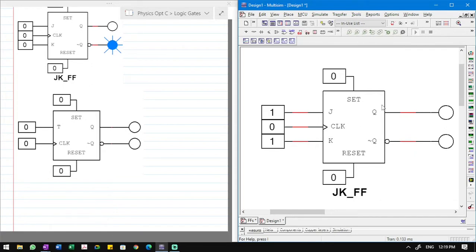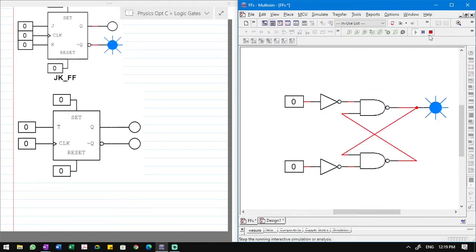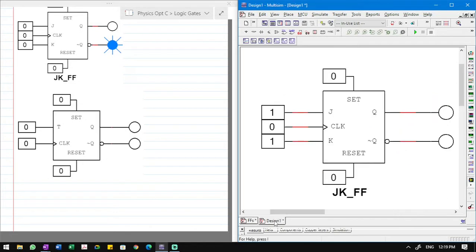Now this one is fairly sophisticated, right? Because, well, I'm obviously using Multisim here, right? Let me just go back to this previous design and stop that simulation there. As I was saying, you can't set up race conditions here.